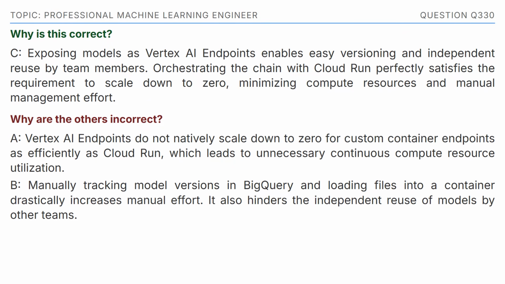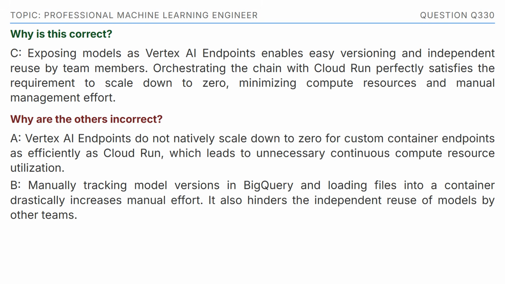Why is this correct? C. Exposing models as Vertex AI endpoints enables easy versioning and independent reuse by team members. Orchestrating the chain with Cloud Run perfectly satisfies the requirement to scale down to 0, minimizing compute resources and manual management effort. Why are the others incorrect?